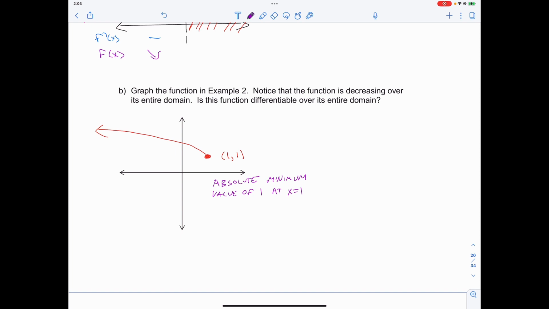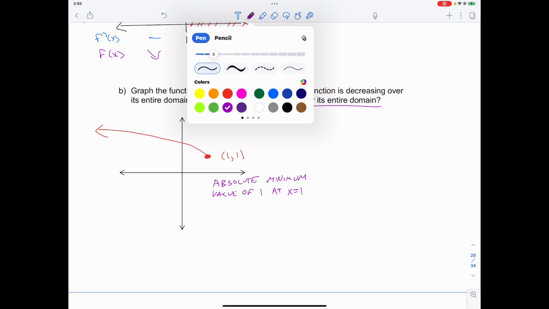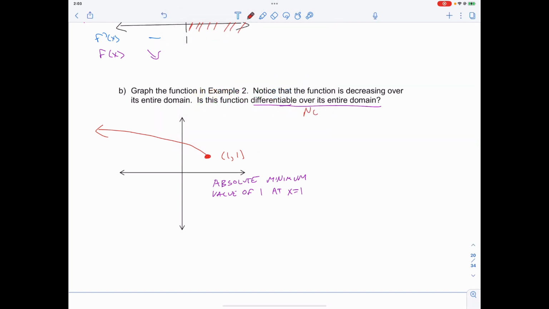So when it says, is this function differentiable over its entire domain? No. Not differentiable at endpoint.